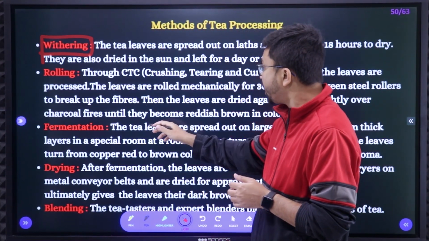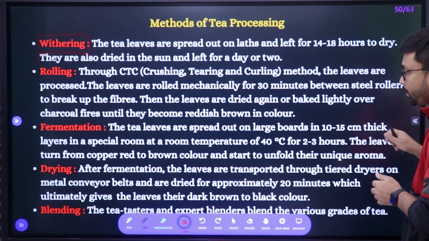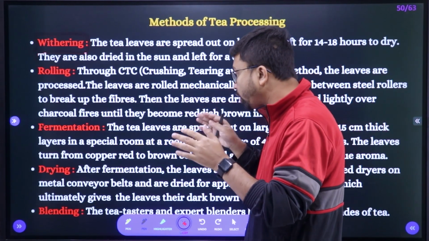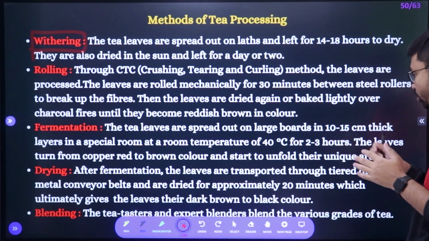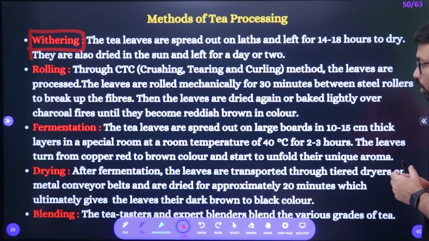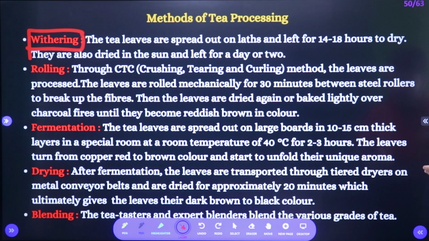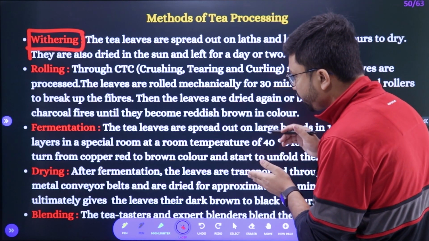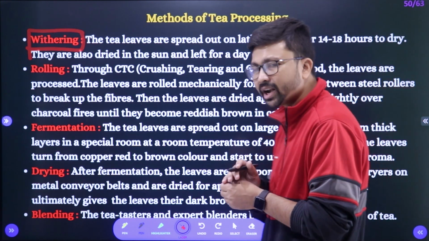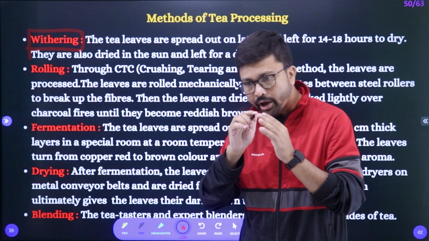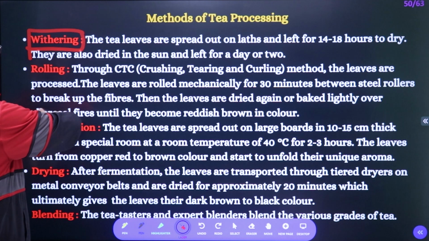Next is fermentation. The tea leaves are spread out on large boards, 10 to 15 centimeters thick, in a room under controlled climatic conditions. The room temperature should be 40 degrees Celsius, and the leaves are kept for 2 to 3 hours. Next is drying. After fermentation, the leaves are transported through tier dryers and metal conveyor belts and dried for approximately 20 minutes. And next is blending. Blending means the tea leaves are graded into small parts, and then they are ready for packaging.